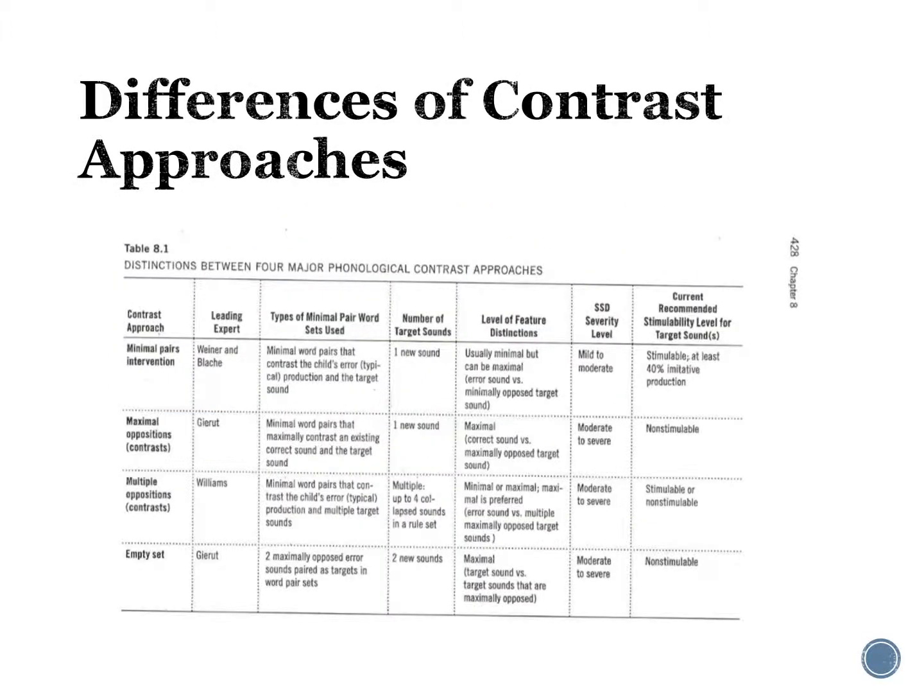Also, I gave you a copy of the actual table that is in your book on page 428, and this table shows the differences, or contrasts those different approaches. Pay special attention more with the minimal pairs, the maximal oppositions, and the multiple oppositions. Read over just kind of what it says as far as with the empty set, but those top three are more of where you need to place your emphasis for this class.